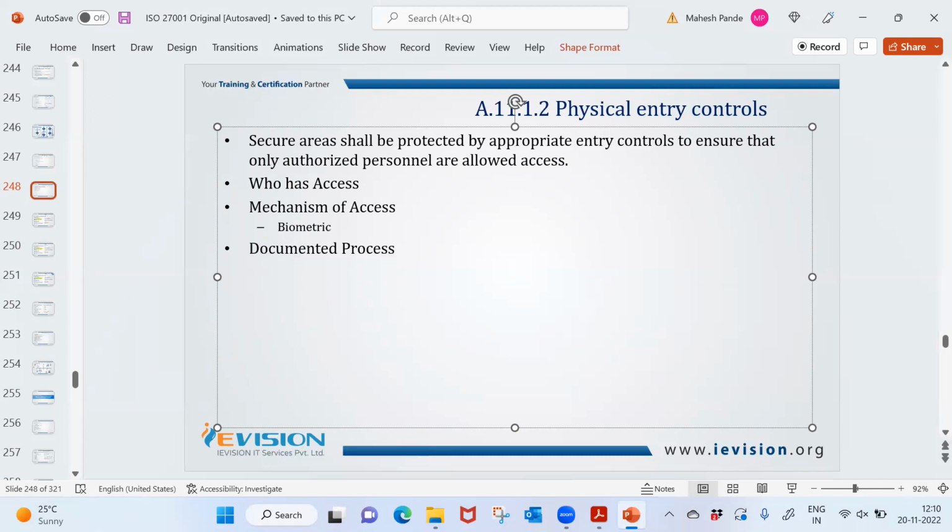Not really this mechanism of access, but when I say physical entry controls: secure areas shall be protected by appropriate entry controls to ensure that only authorized personnel are allowed to access. So it is access control. We said that.